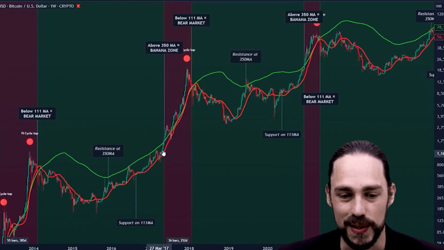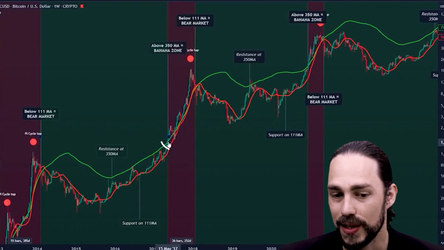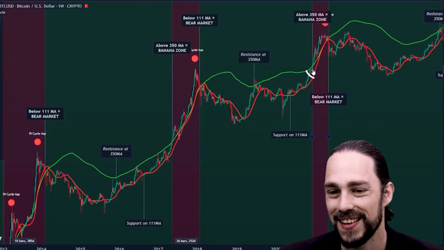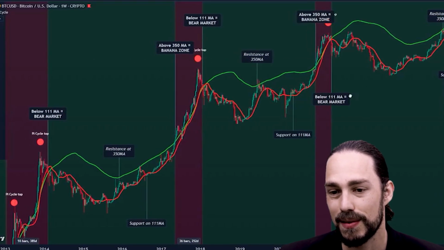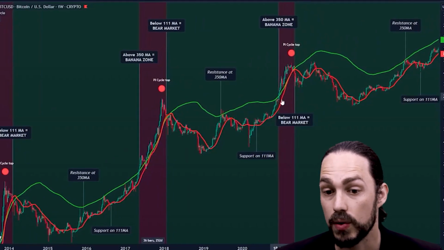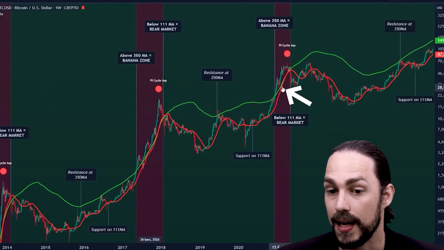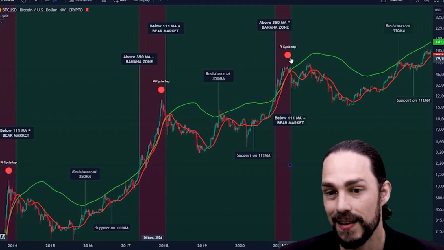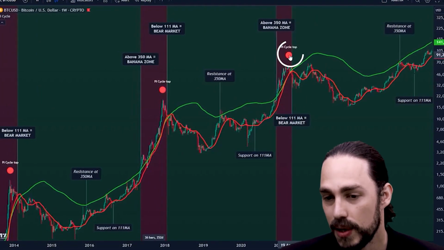We can see, as we did here, as soon as we break that green line, that's the start of the banana zone, as we call it. Here we see that break above the green line, the start of the banana zone, and then we have to start paying attention to this indicator, because now the red line is catching up to the green line, and as soon as the red line crosses above the green line, the Pi Cycle Top indicator prints.